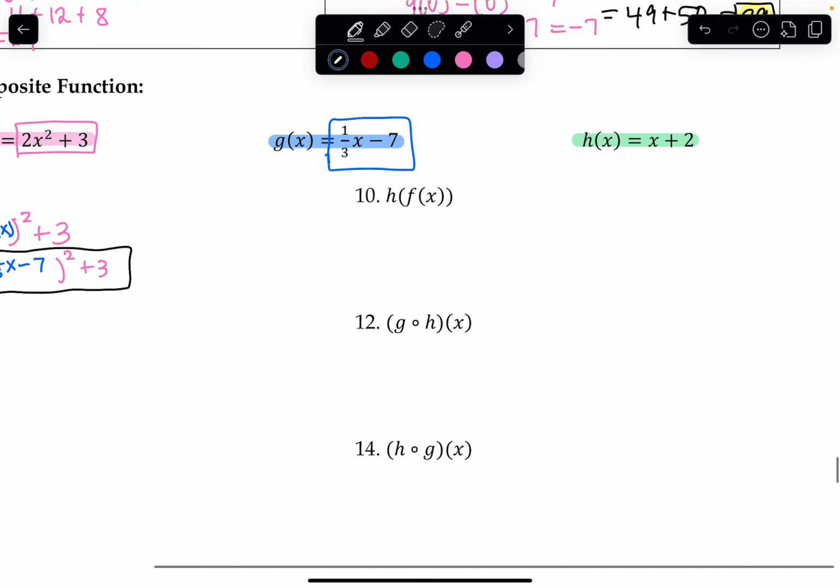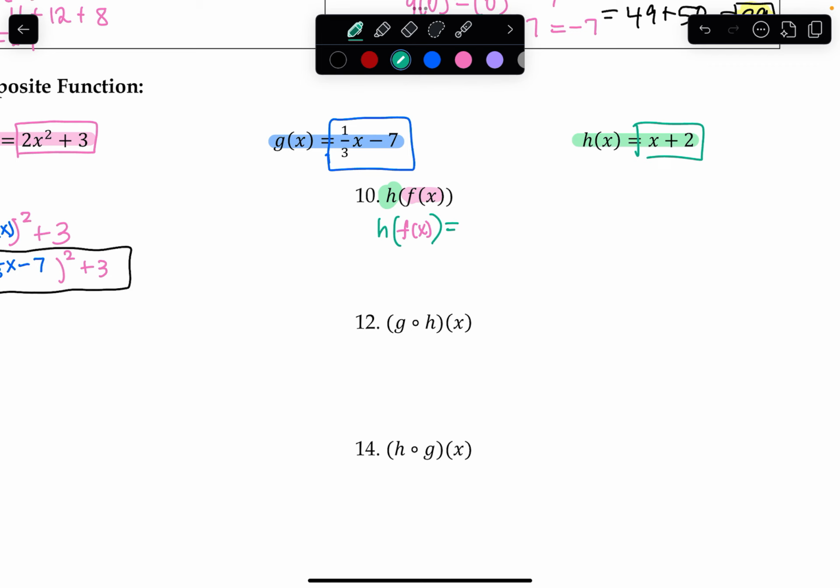Okay, next we're looking at h of f of x. So our inside function is f of x, and our outside function is h. Okay, so we're trying to find h of f of x. So the first thing I'm going to do is get the rule for h of x, which is just x plus 2, x plus 2, and we're putting f of x where x used to be.